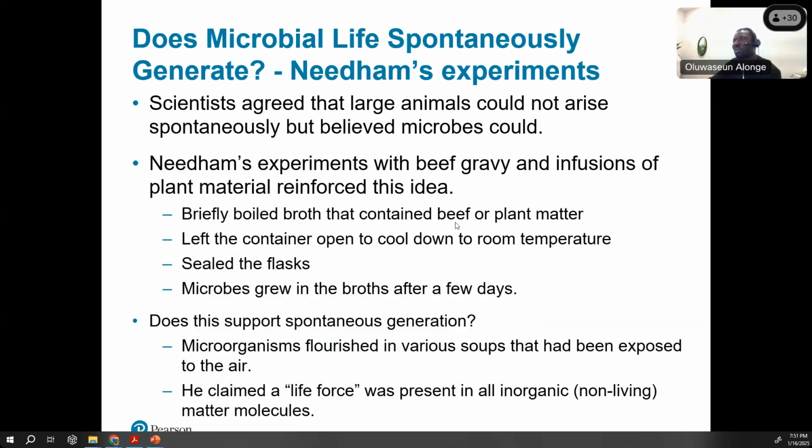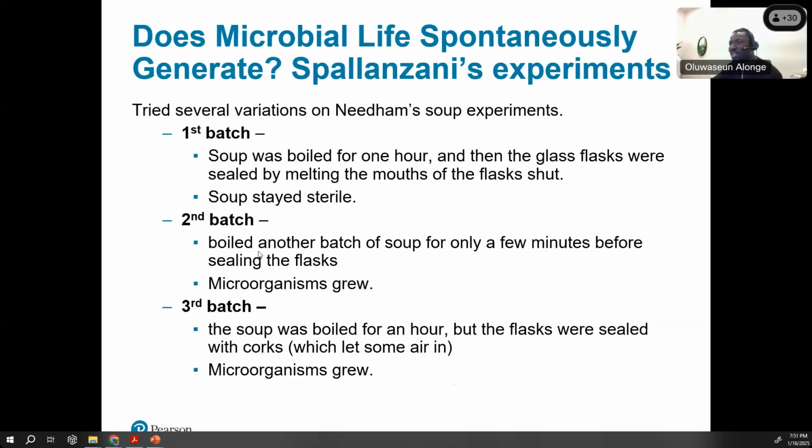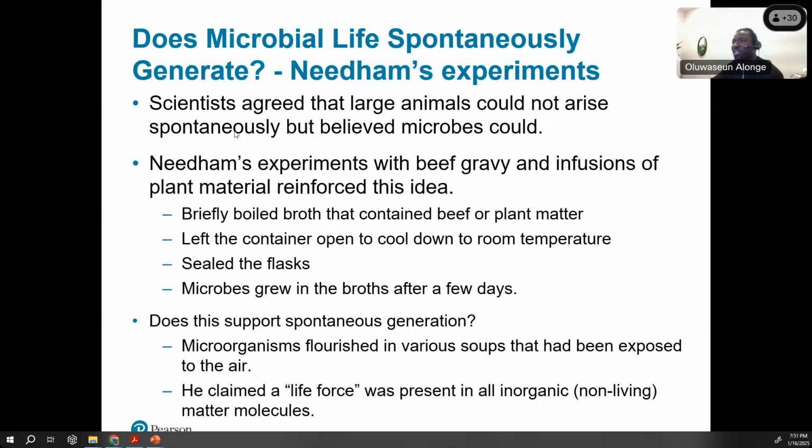So the next one was what Needham also did. He also wanted to follow up on that to see if this actually happened. The first thing he did is he used beef gravy as well. And then he briefly boiled some of the broth and then he left the container open. The fact that he briefly boiled it means that the bacteria may not have died. Anything that is there may not have died very well because it was not a deep boiling.